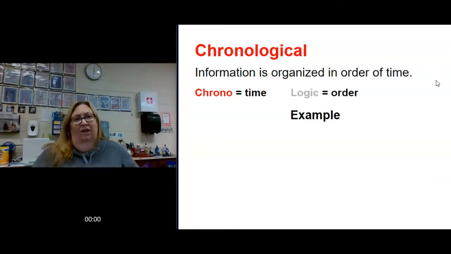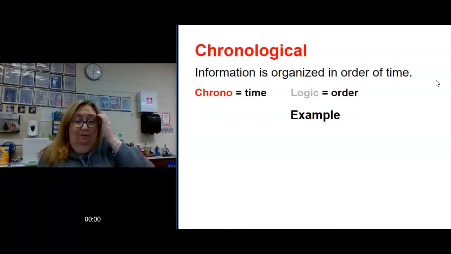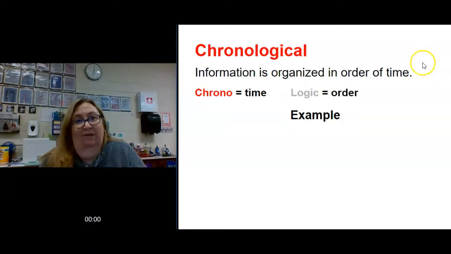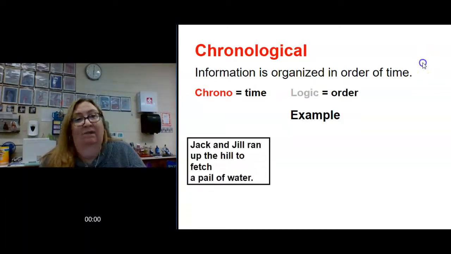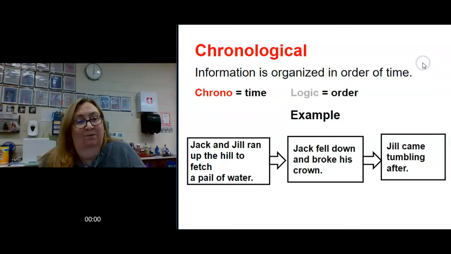Then we talked about chronological, which is the most common in the books that we read because it's chrono for time and logic for order. So it's in the order of time. It's how we tell every story. We start at the beginning, we tell the middle, we go to the end. Every story we tell, including nursery rhymes, is told in chronological order. We don't typically bounce around in time unless you're talking about a book like Holes, which uses a lot of flashbacks.